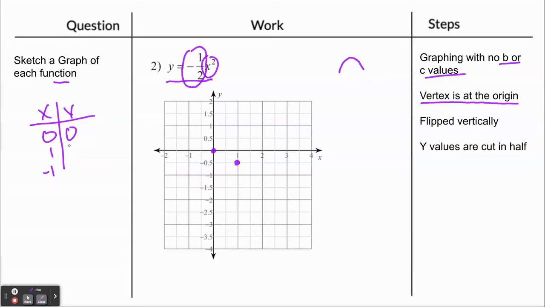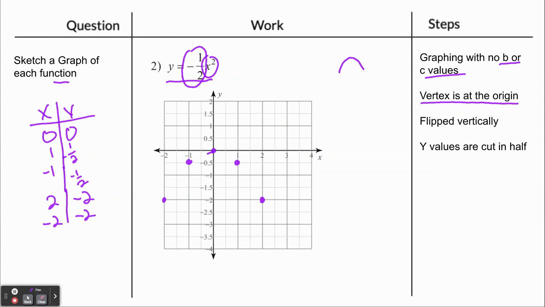If I plug in negative 1, I'm going to get negative 1 squared, which is just 1, times negative 1/2. So I get the same value. If I plug in 2, I get 2 squared, which is 4, times negative 1/2, which is negative 2. So that would be here. And then if I plug in negative 2, negative 2 squared is 4, times a negative 1/2 is negative 2.